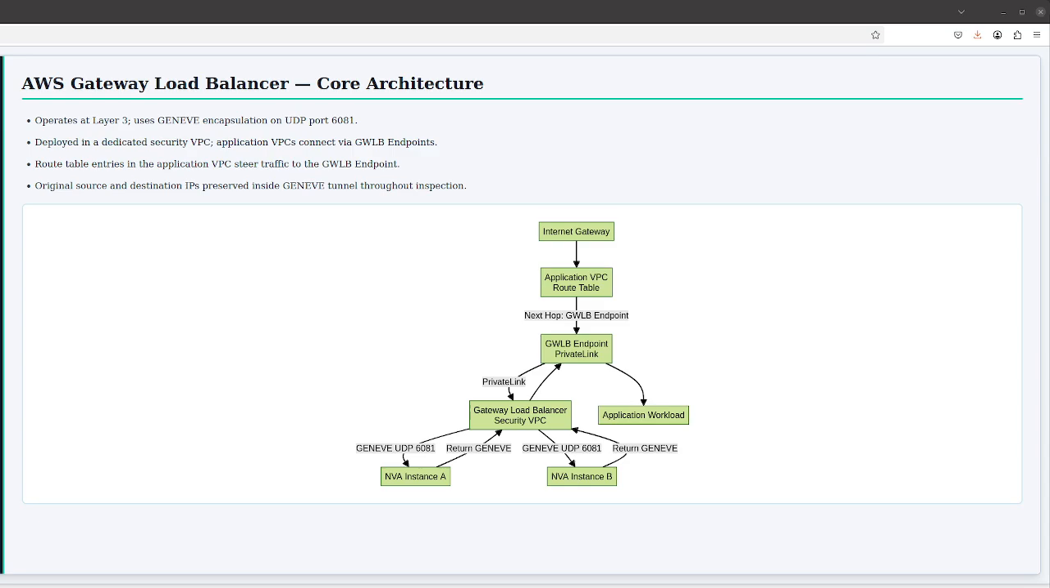Critically, throughout this entire process, the source and destination IP addresses inside the GENEVE encapsulated packet are completely unchanged. The NVA sees the real source IP of the external client and the real destination IP of the internal workload. This is essential for security rules, logging, and threat intelligence matching.